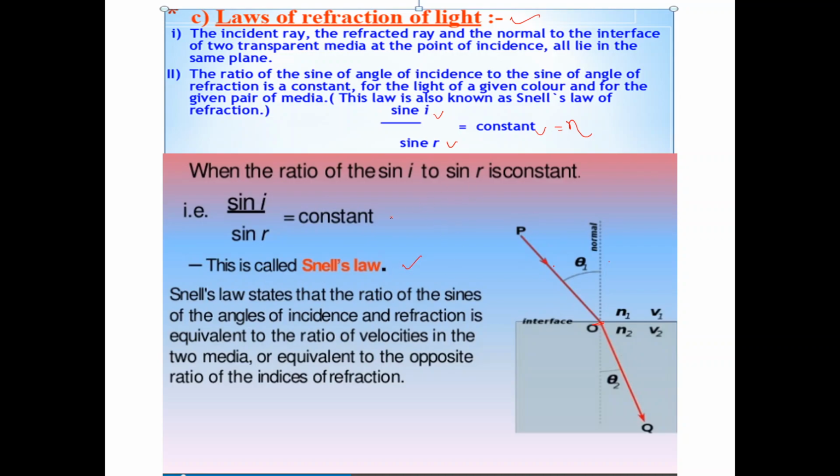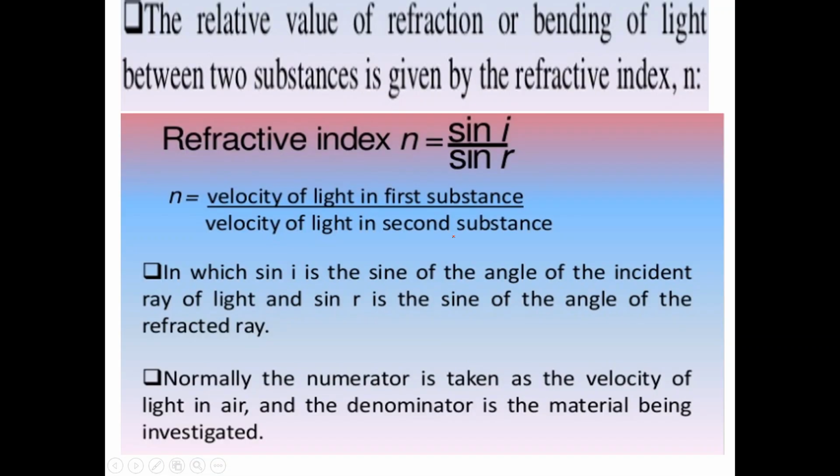This N is also equal to the ratio of the velocity of light in one medium to the velocity of light in another medium. Now what is refractive index? It is the property of the transparent medium, it is constant. This is the constant value which is equal to the ratio of sin I upon sin R. And this N is also equivalent to the ratio of velocity of light in the first substance to the velocity of light in the second substance.